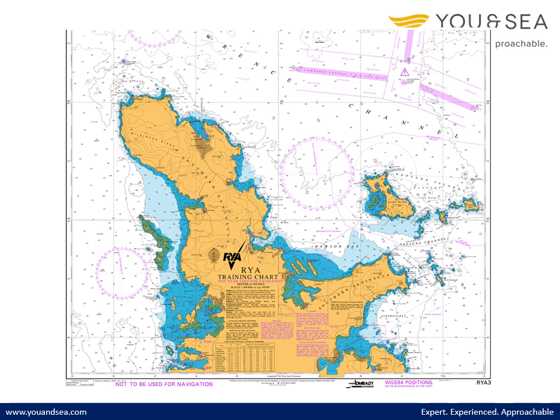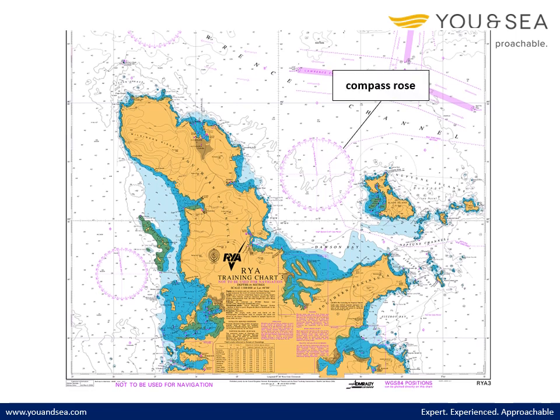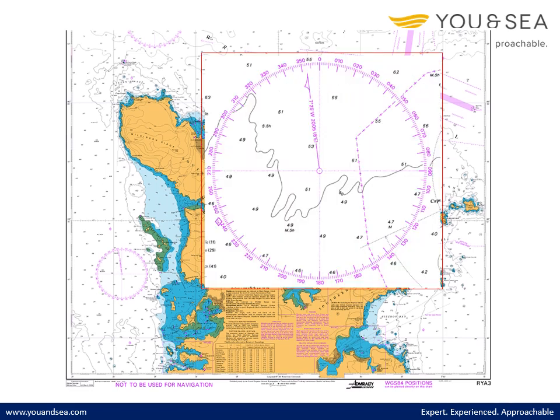Continuing the look at charts, we have the compass rose. This is where we find the variation and also the information to calculate the variation in the coming years. Check out our video on variation for all the information there.